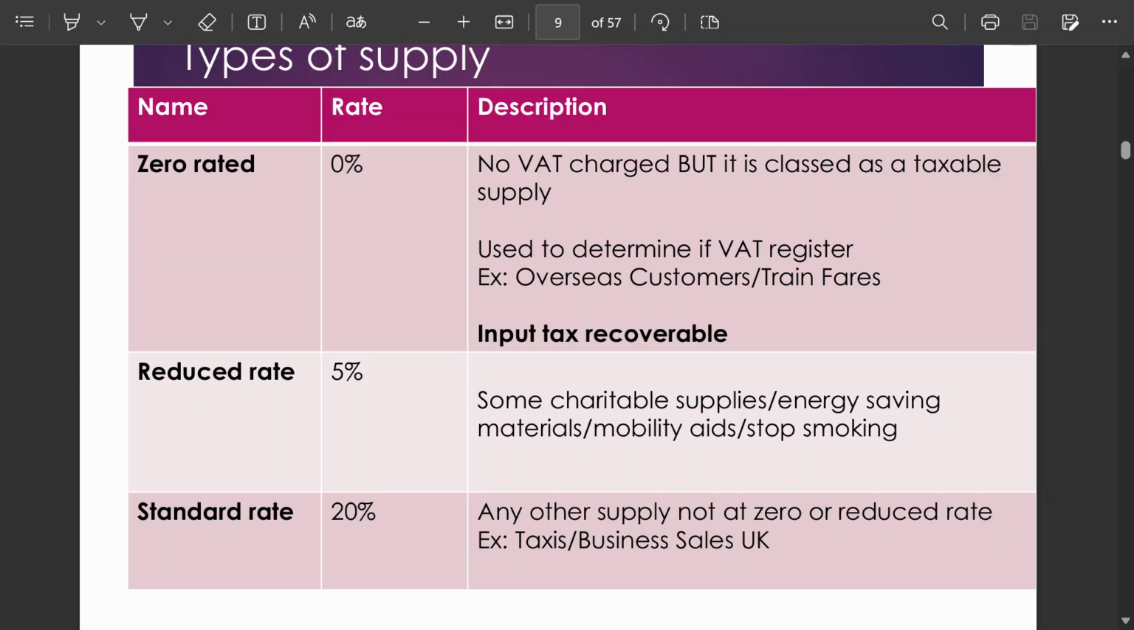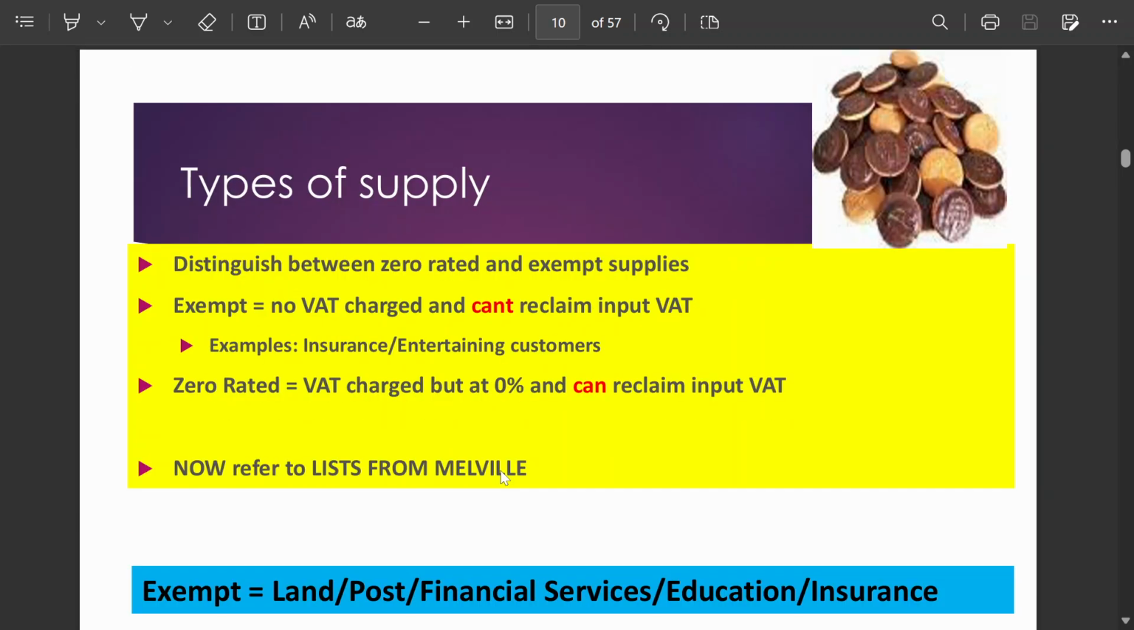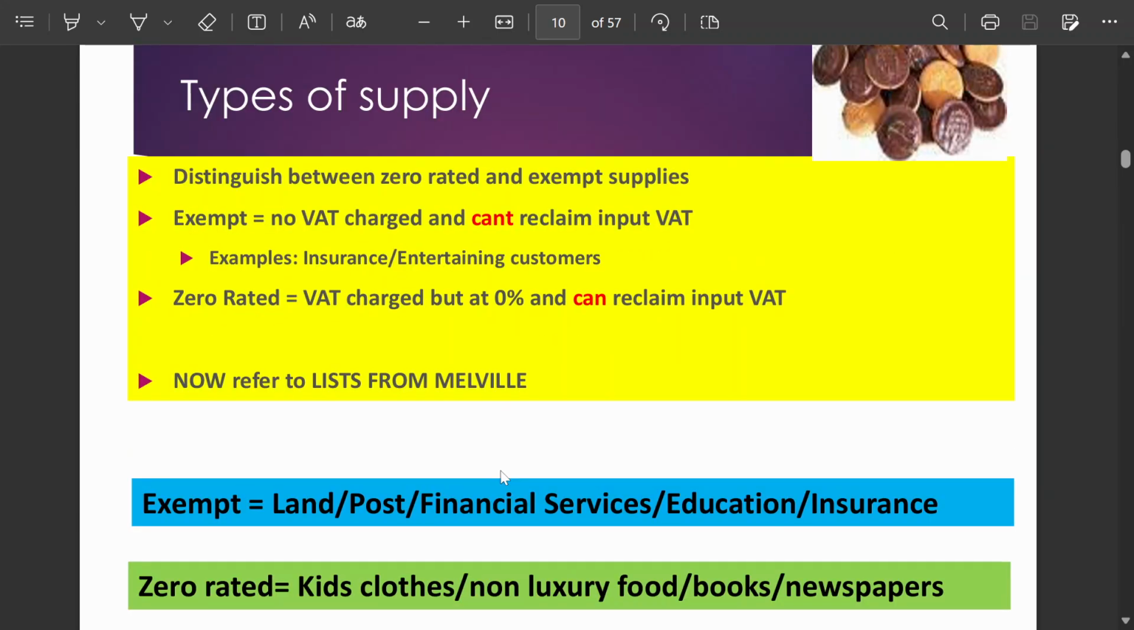Okay, so zero rated, please remember some of the examples which are cited in the slides, on different types of zero rated supplies, reduced rate supplies and standard rated supplies. This distinction we have already discussed, and I've already shown you the list because we discussed the layout on your calc file, the classifications.